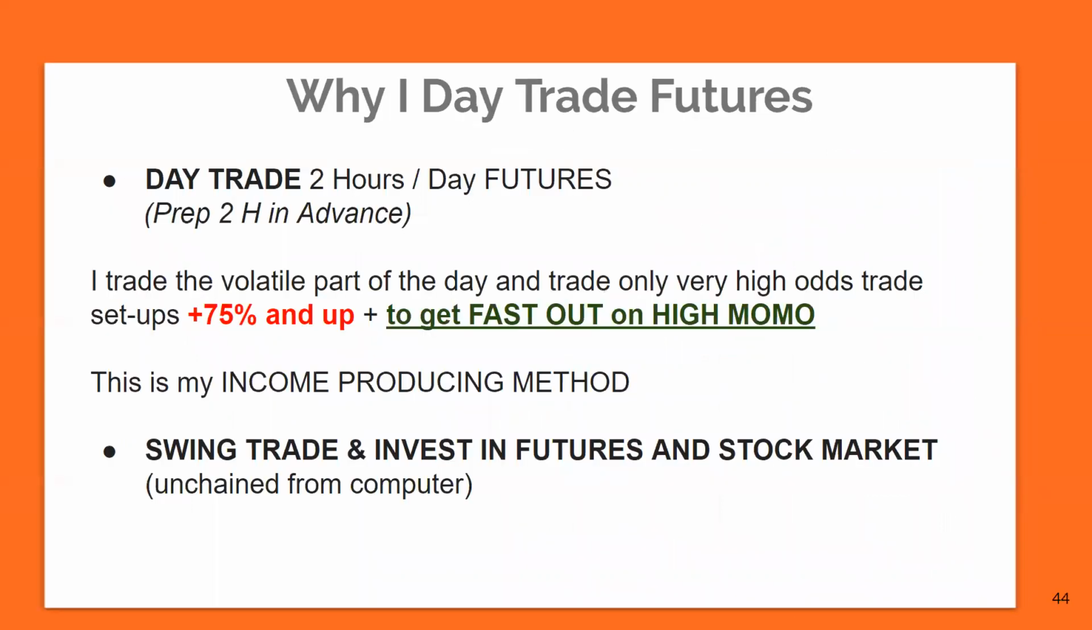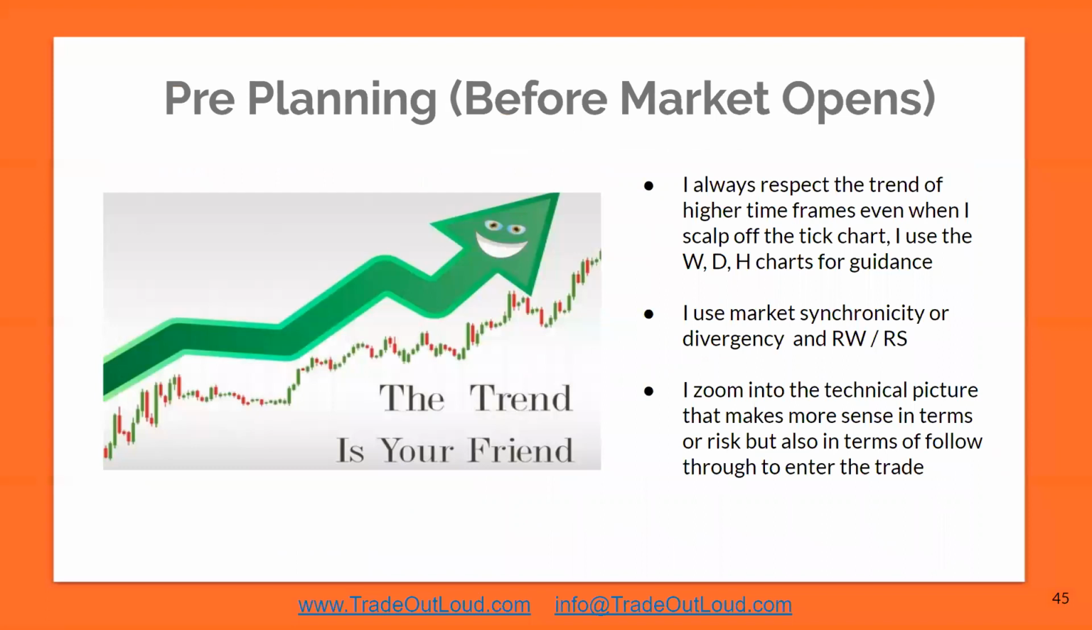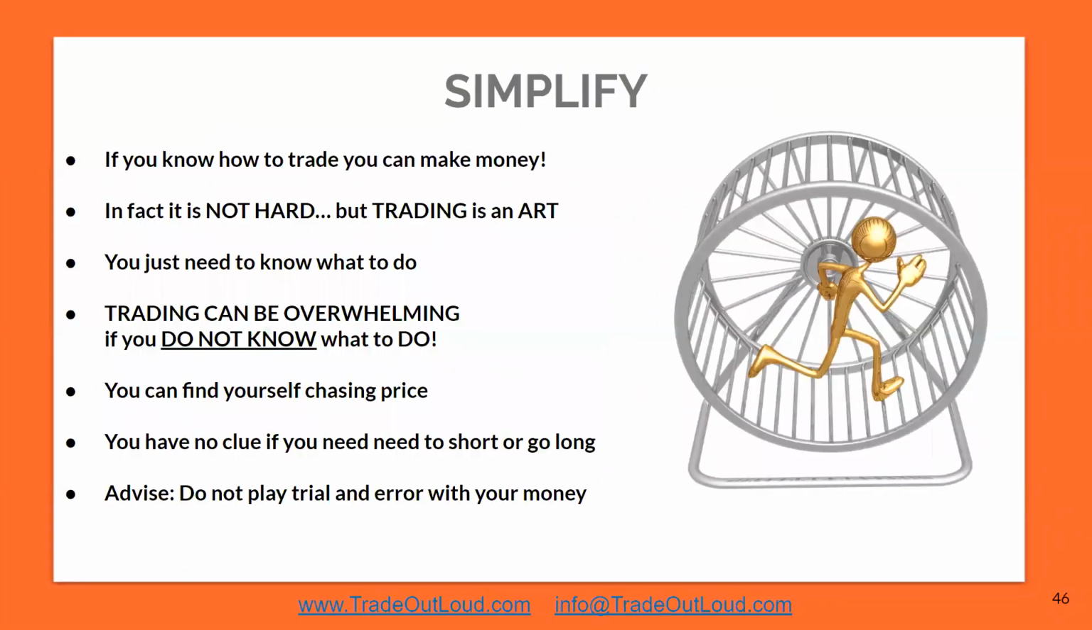Okay. So basically what I do is I trade 2 hours a day, futures. That's it. And I know my pre-plan in advance. I trade with the trend on my side. Very seldom do I do counter trend trades, and those are very specific, like we did a couple of weeks ago in Nasdaq and the Qs long.